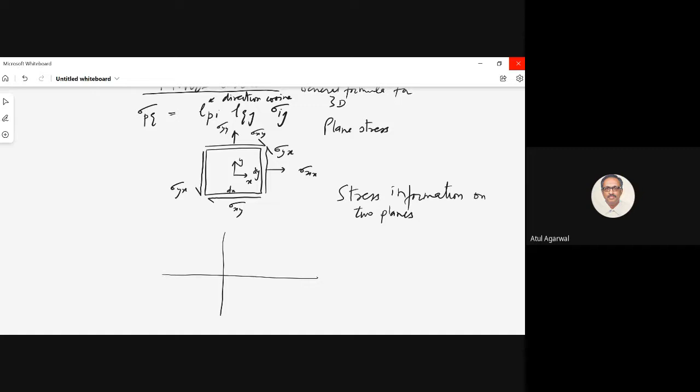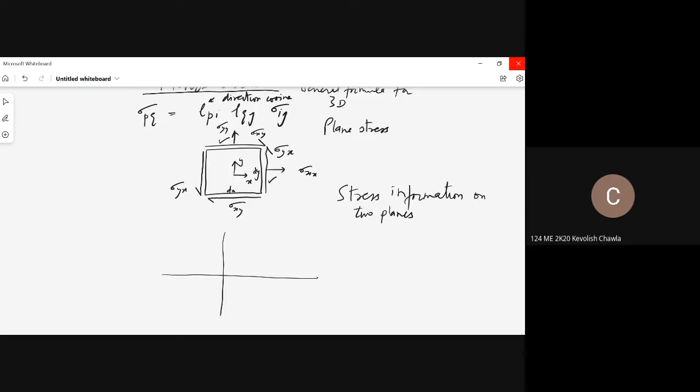Kavalish. Sir, on the XY plane the information is given. One is on this plane, one is on this plane. So what is the name of this plane? Look, this plane has a normal vector in the x direction. So this is your YZ plane. And here you have stress information with normal vector in the y direction. So this is your XZ plane.